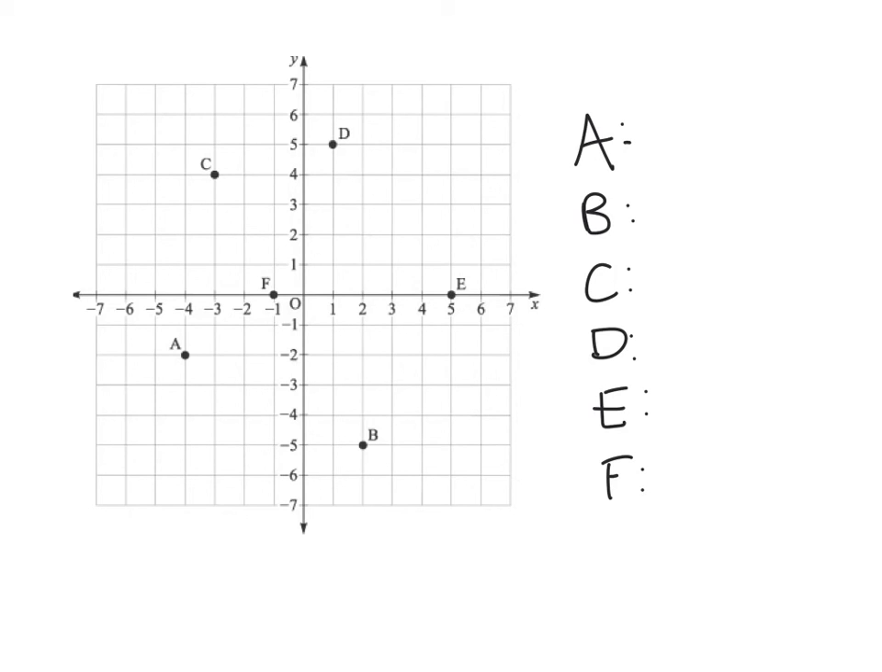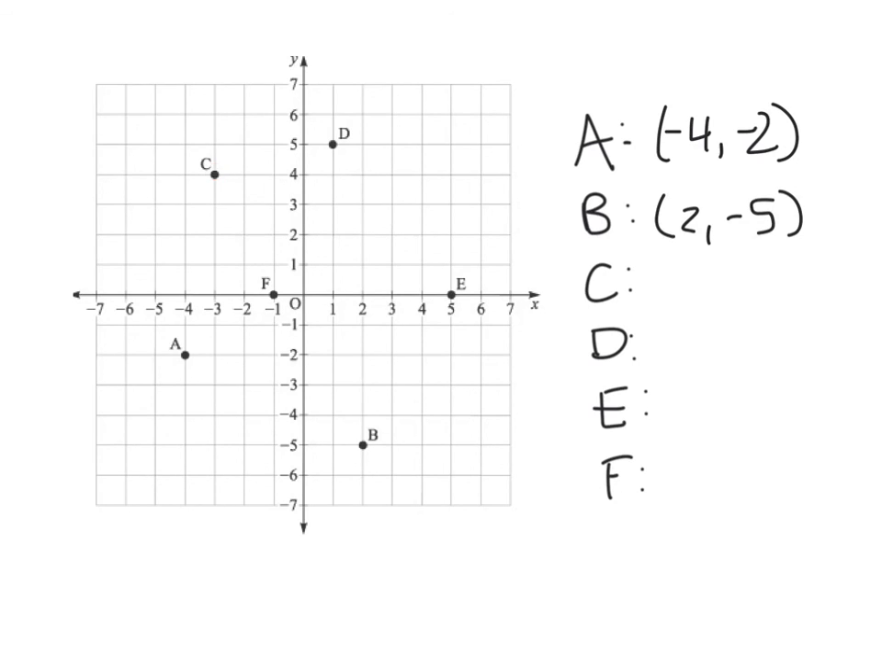So first of all, A. A is right here. To name the x-coordinate first, we're going to just go straight up to notice that it's at -4. So -4 on the x-axis. And then what is it on the y-axis? Well, it's at -2. B. B is right here. Its x-coordinate is 2, and its y-coordinate is -5. So x-coordinate is 2, and y-coordinate is -5.